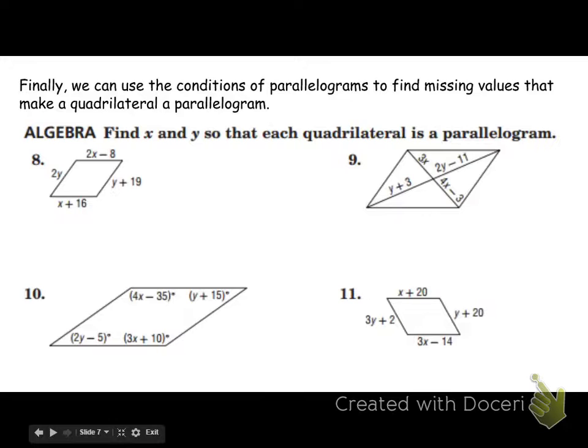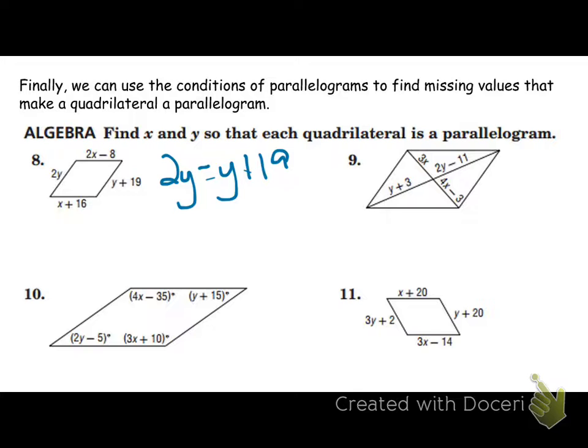We can use the conditions of parallelograms to find missing values that make a quadrilateral a parallelogram. Such as this. Find x and y so that each quadrilateral is a parallelogram. So you're going to be setting up and solving equations. 2y equals y plus 8. That is correct. We'll start with that. 2y equals y plus 19. What other equation do we need for number 8? 2x minus 8 equals x plus 16. Correct. 2x minus 8 equals x plus 16.